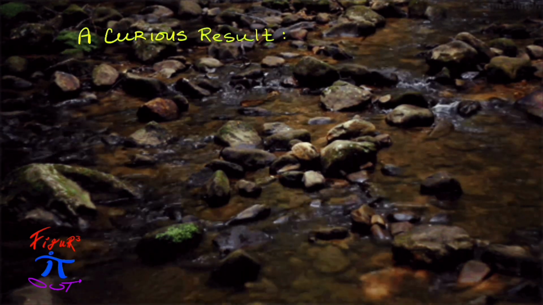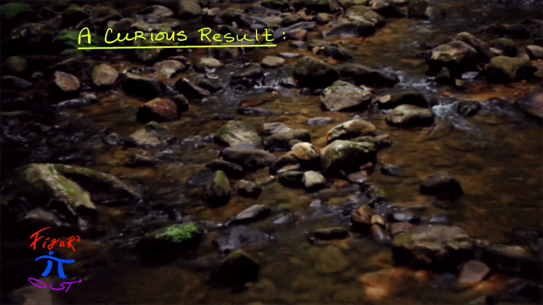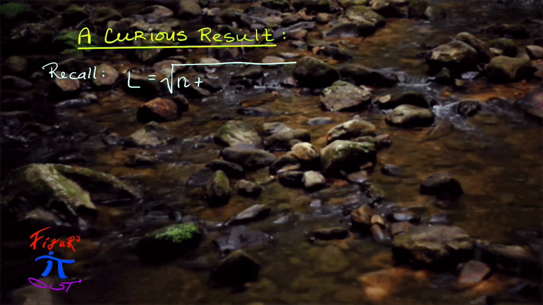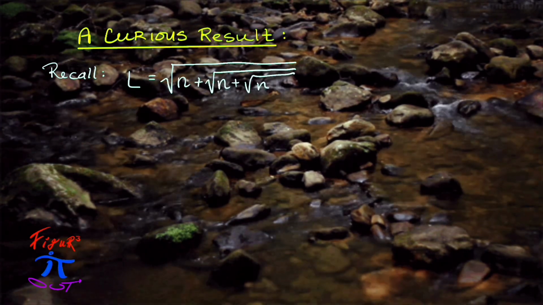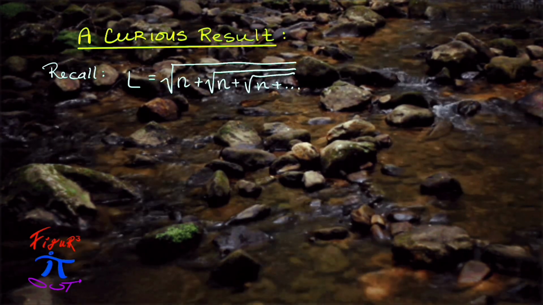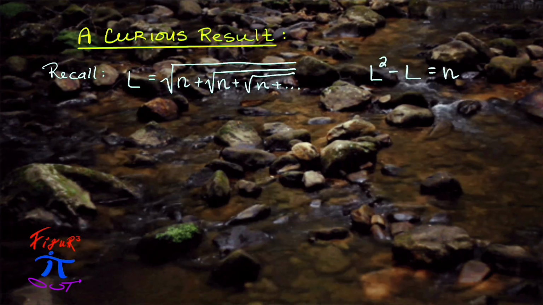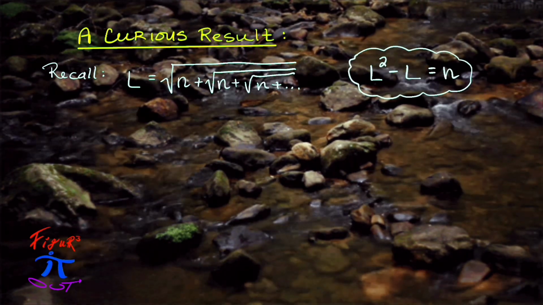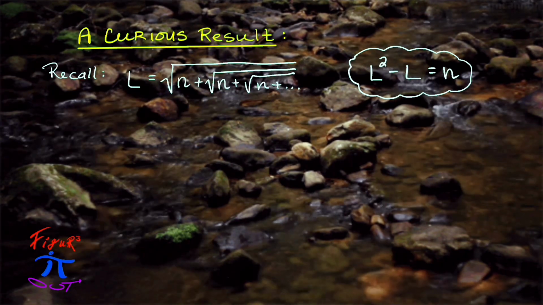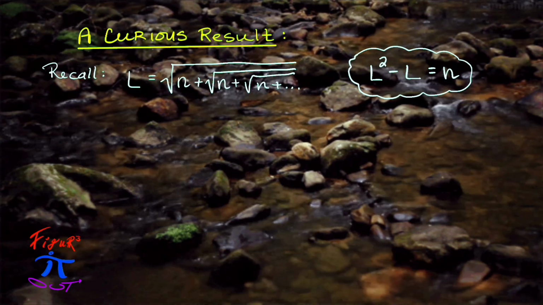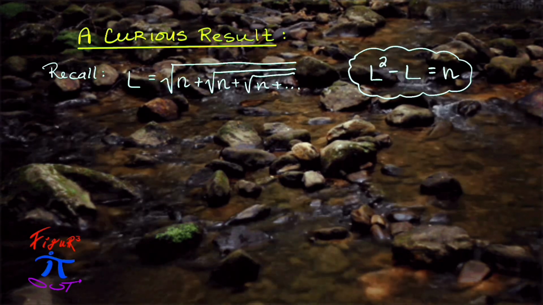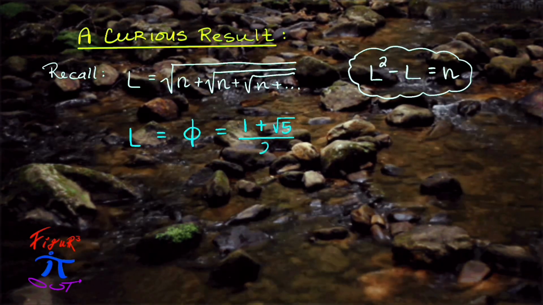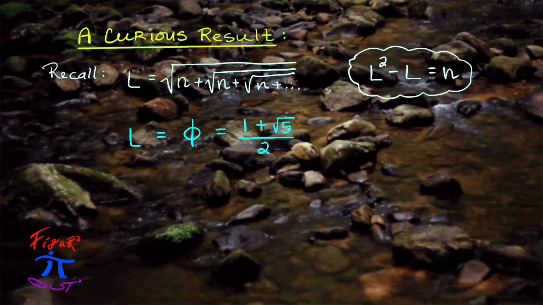A curious result from our formula from before. Recall that L is equal to the continued radical where all the numbers inside the nested radical are the same, and L squared minus L is equal to n. Let's say we want to choose a very unique limit, like the golden ratio phi, an algebraic irrational number.